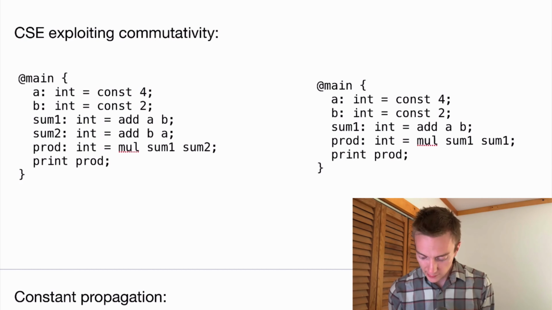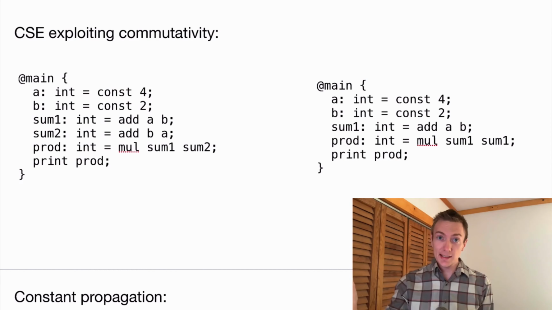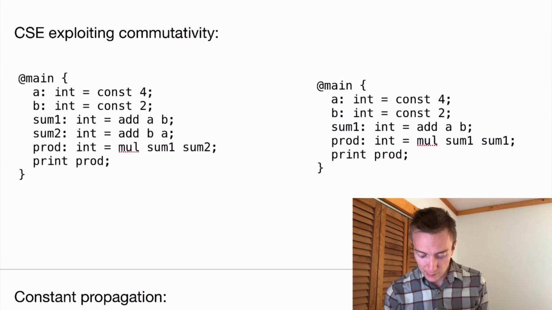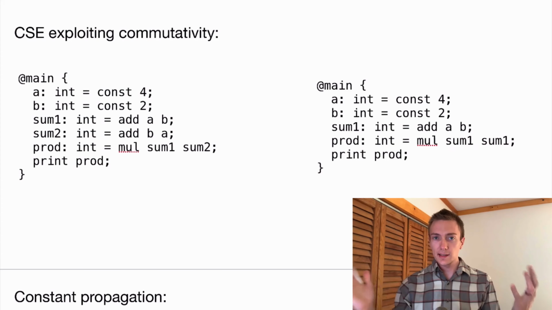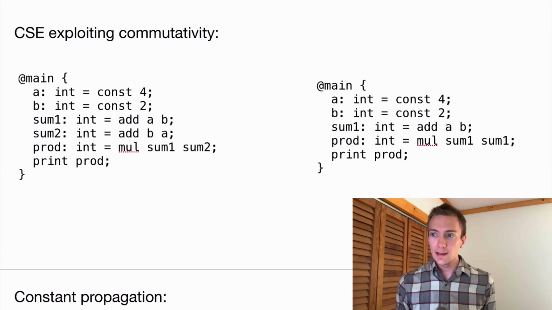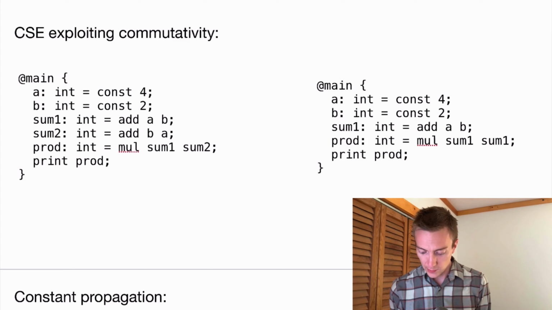In particular, what will happen here is that we will get to apply the same CSE logic as we did when we had add AB twice, and we'll get to replace sum2 with sum1, and then finally DCE away the dead store to sum2.